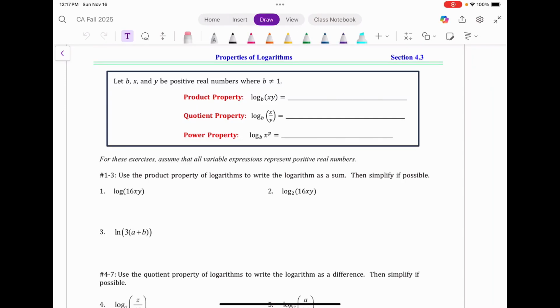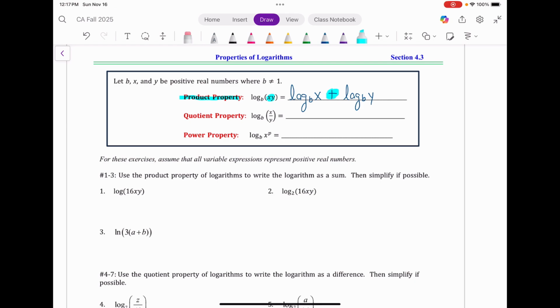Alright, in this section we're going to talk about properties of logarithms. The first property is called the product property. It says if you have a log of base b and inside the argument you have multiplication happening with different terms, you can separate this log into two logs. So it would be log base b of x plus log base b of y. So you can separate multiplication inside one argument through addition.